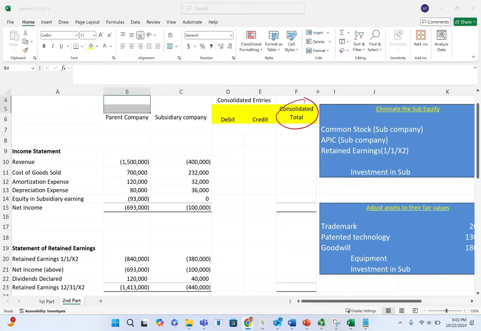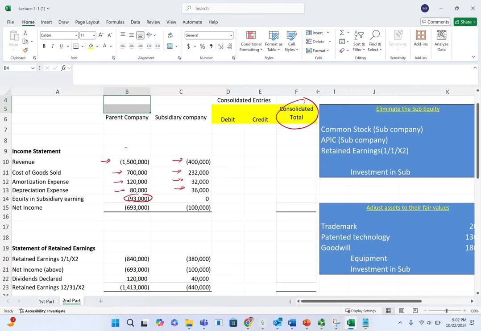So the parent company, we have revenue of 1.5 million. Remember, those negatives are credits. The subsidiary's revenue, 400,000. Cost of goods sold, 700. The sub, 232. Amortization expense, 120, 32. Depreciation, 80, 36. Equity in the subsidiary earning is 93.